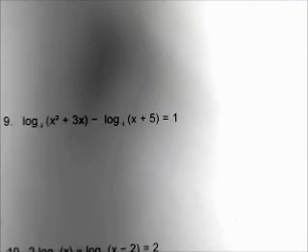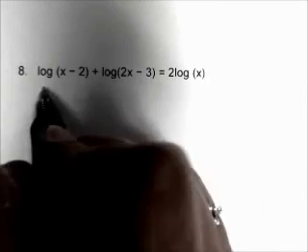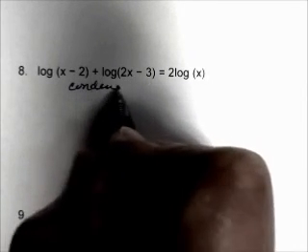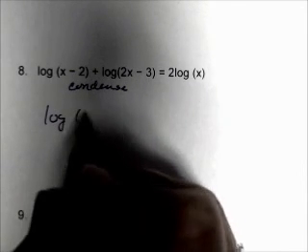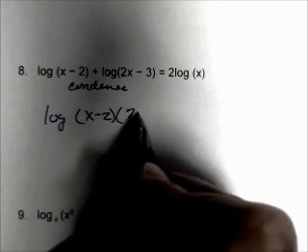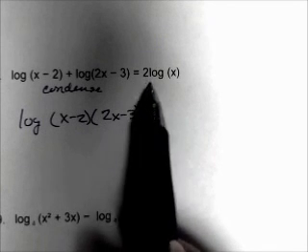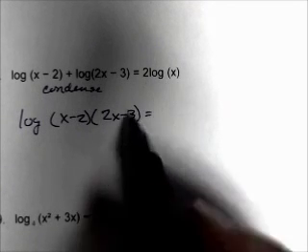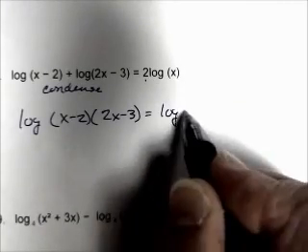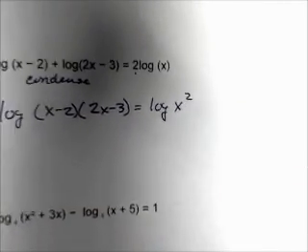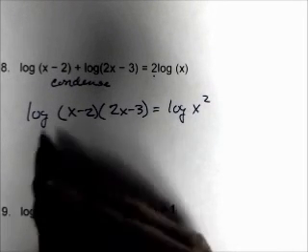Next, number 8. And right away, I look at the left-hand side there. We have 2 logs condensed to 1 log. So log of the addition meant we had multiplication. So x minus 2 times 2x minus 3 is equal to, now on the other side, this 2 log x, let's condense this. That multiplier of 2 meant it was log of x squared. Okay, we have logs on both sides, so we can drop them, set the arguments equal to each other.